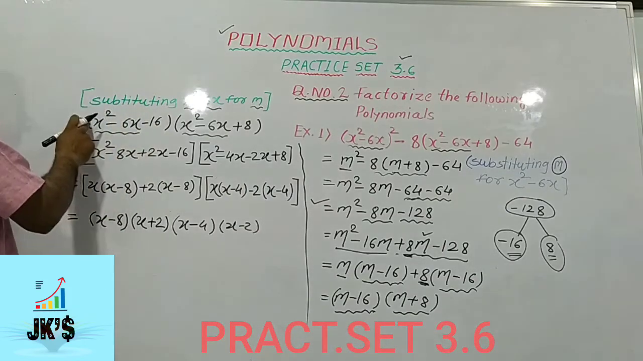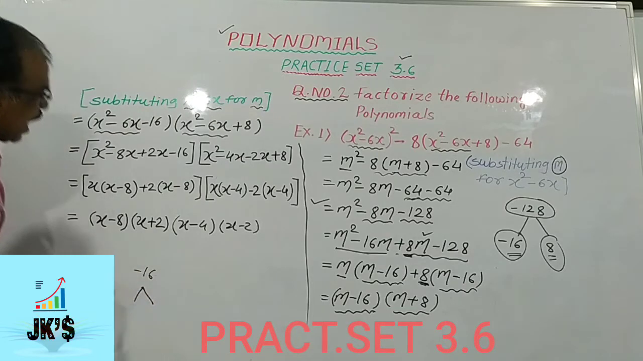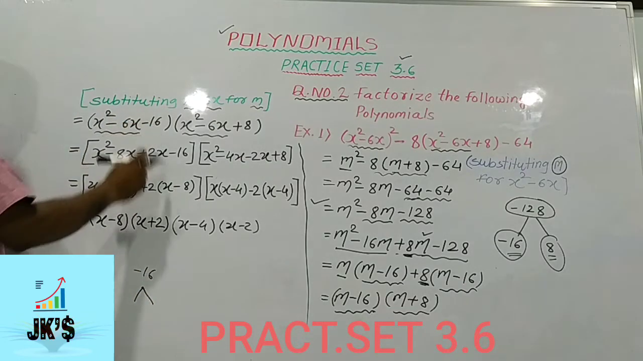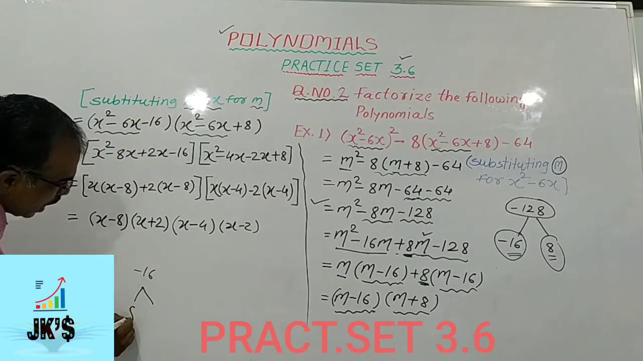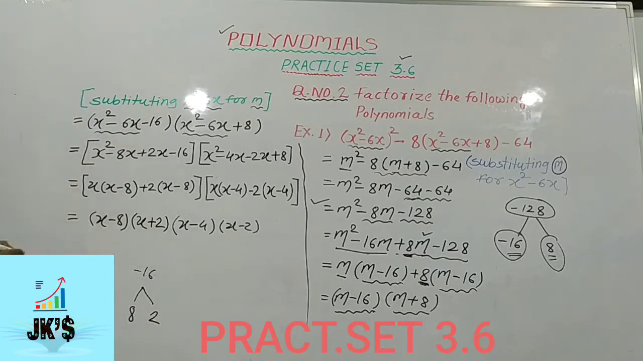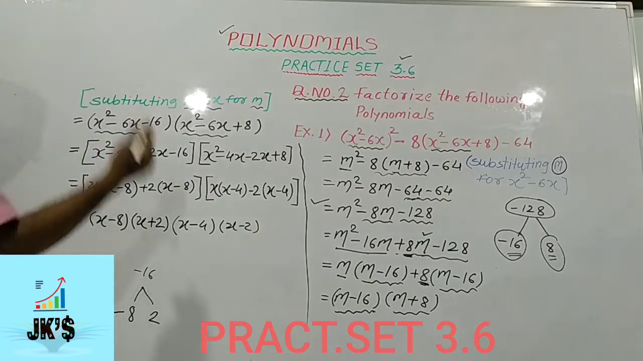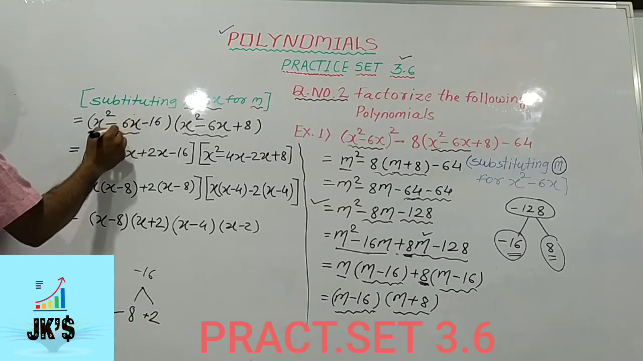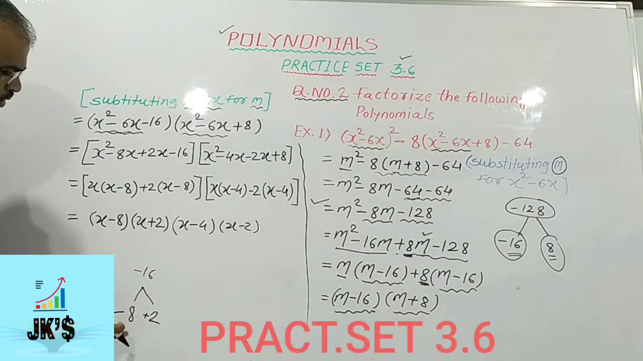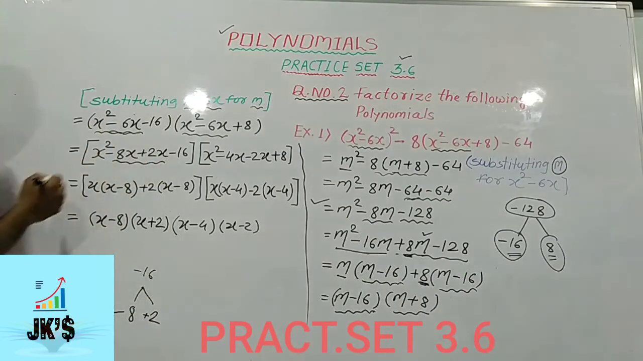Minus 16 into 1, minus 16. This minus 16 is factorized such that their product is 16 and subtraction is 6. So our factors are 8 and 2, that is 8 into 2 is 16. The sign of the middle term goes to the greater one and the opposite sign to the smaller one. Means this minus 6x is replaced as minus 8x plus 2x.